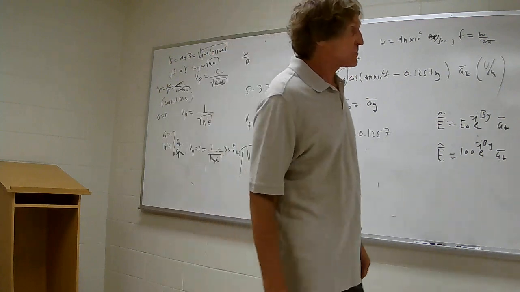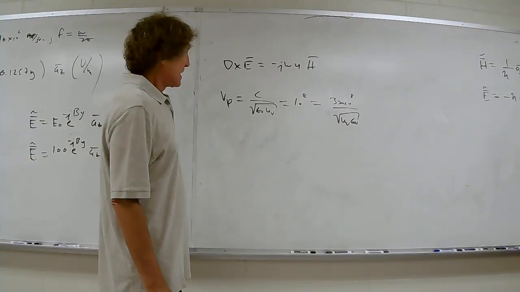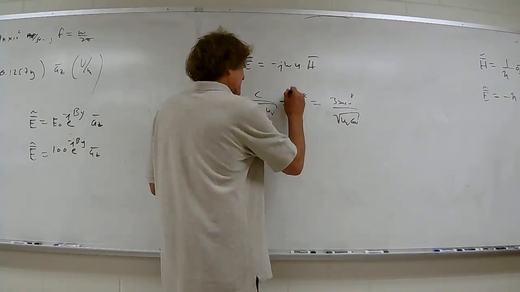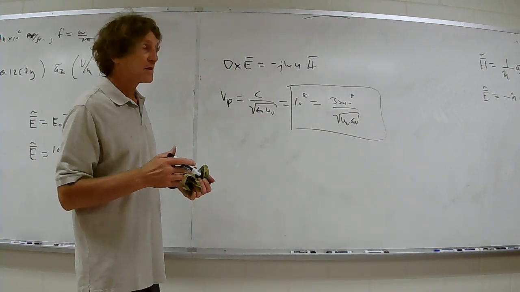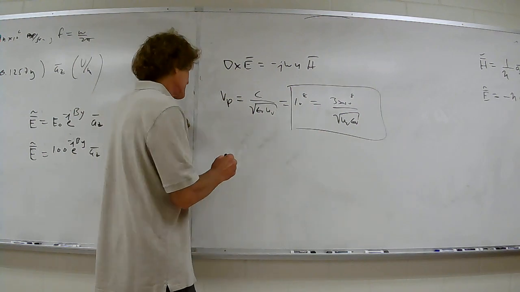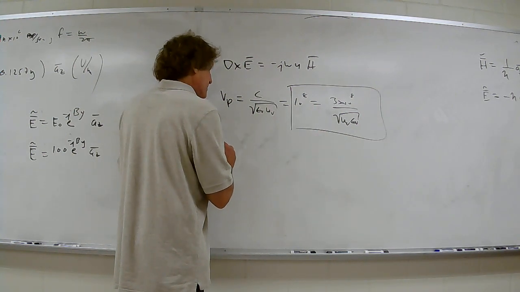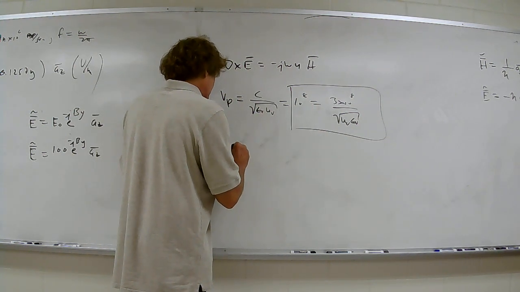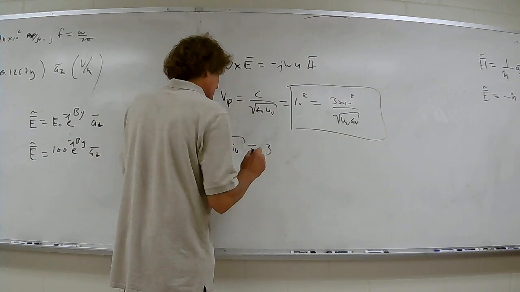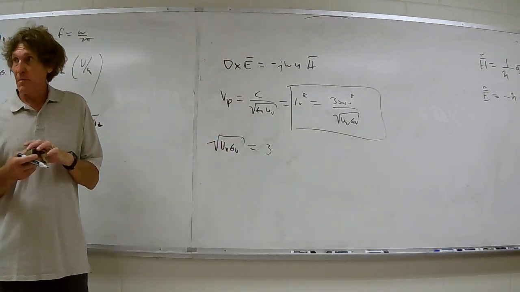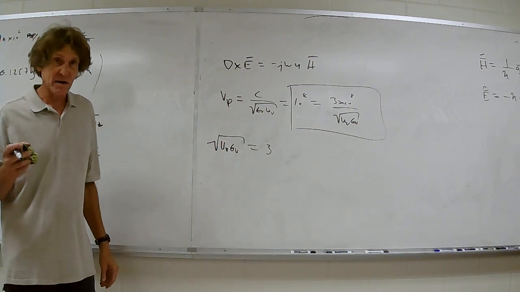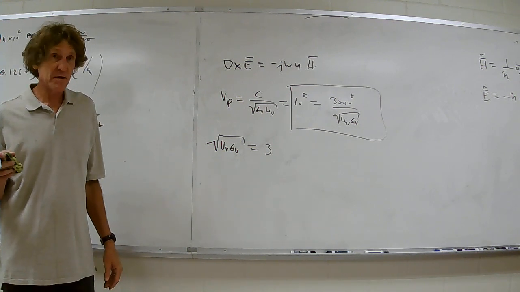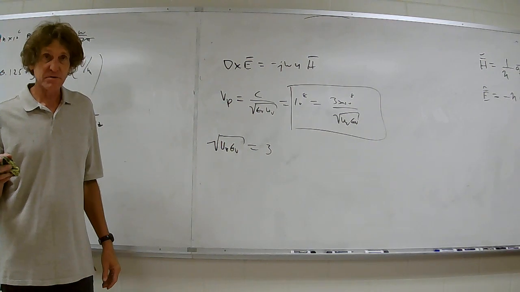Back to this. Here's where the ambiguity is. He gives us this right here to work with. What does that tell you just by looking? It tells you that the square root of mu relative epsilon relative is equal to 3. Follow me? We don't know what mu relative or epsilon relative are. What we know is the product. I remember this problem. This is one of Whitworth's problems.